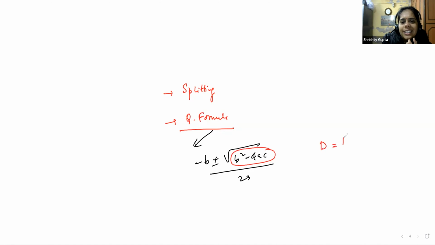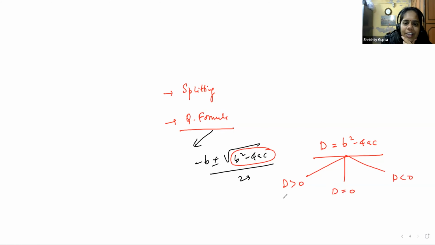It has a value that is d, so d is equal to b square minus 4ac. Again, we have three cases for that: d is greater than 0, d is equal to 0, and d is less than 0. When d is greater than 0, it has real and distinct roots. When d is equal to 0, it has real and equal roots. And when d is less than 0, it is a case of imaginary roots.